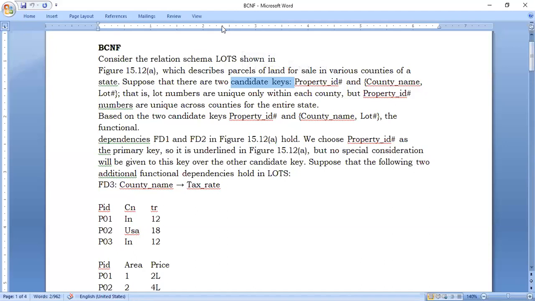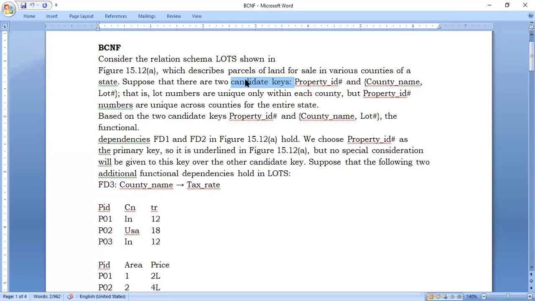So you have to understand this concept first: any attribute which has the qualification that it uniquely identifies every tuple, that means it doesn't have duplicate values for any two tuples, such attributes are called candidate keys. Such attributes are also called prime attributes. Each attribute which is part of a candidate key is known as a prime attribute.